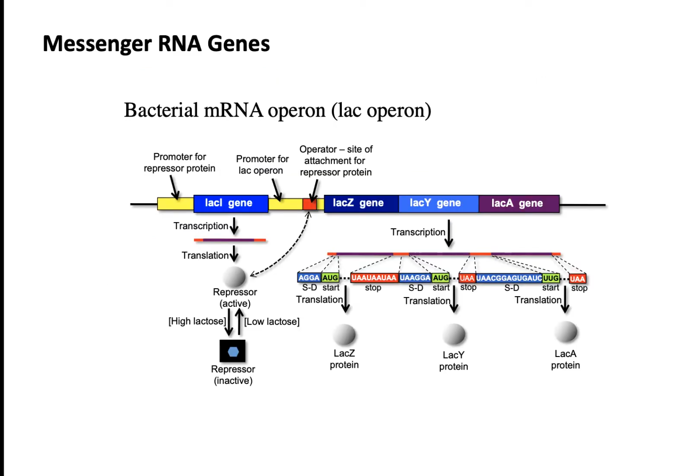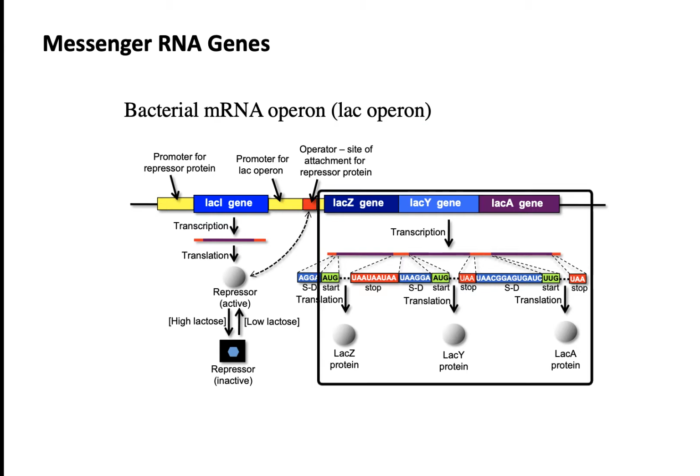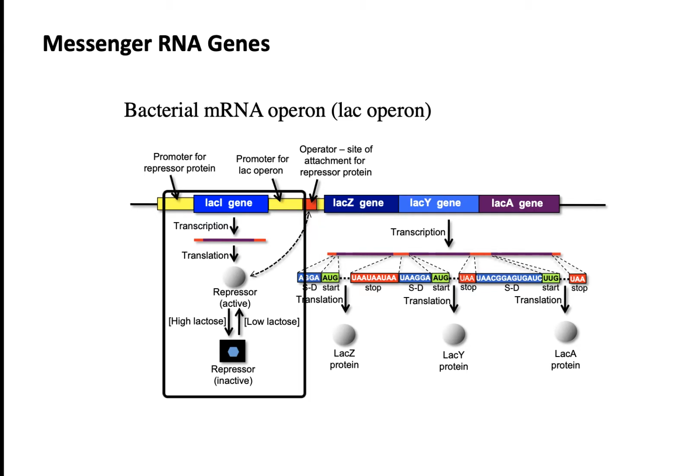And here we have mRNA genes. This is a bacterial mRNA, so it would be transcribed by just RNA polymerase from bacteria. This is the lac operon. In bacteria, often you have a transcript that encodes for several different proteins, in this case 3: LacZ, LacY, and LacA. And then there's a gene that's upstream from that, the lacI, which controls the expression of that operon.